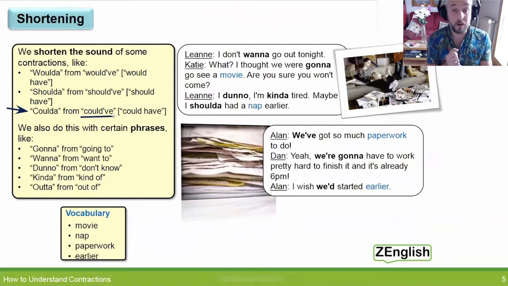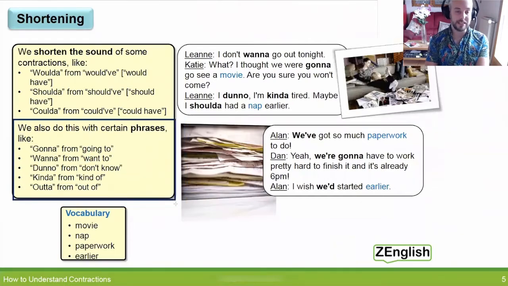I could have gone to the party, but I was a bit too tired. I should have done my homework, but I didn't. I would have liked to have done it, but I didn't end up doing it. We'll talk more about the usage of these a little bit later on. For now, though, let's take a look at doing this with certain phrases.